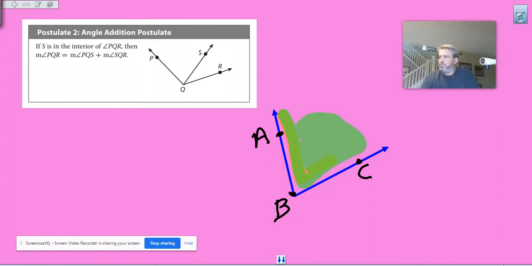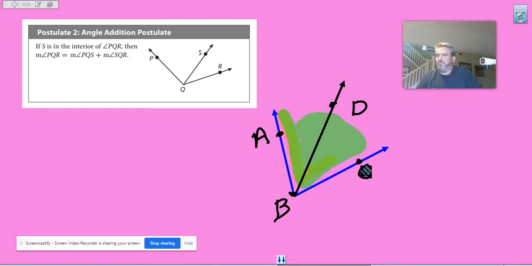So I'm just going to put a point out there and mix it up and be creative and call this point D. You weren't expecting that, were you? All right, now I'm going to make a ray that goes from B through D, and D is in the interior of ABC. Don't complicate it.